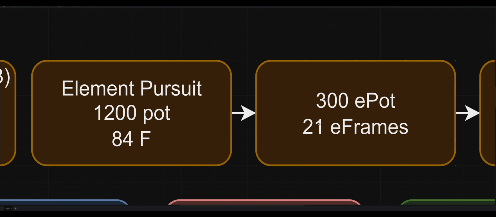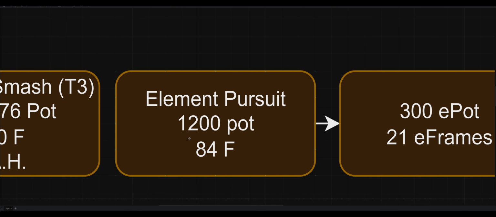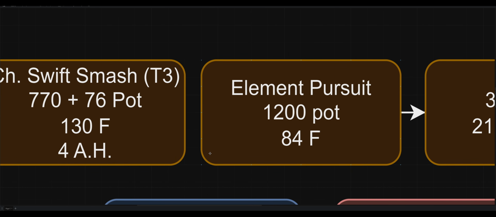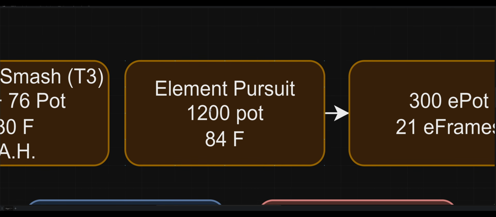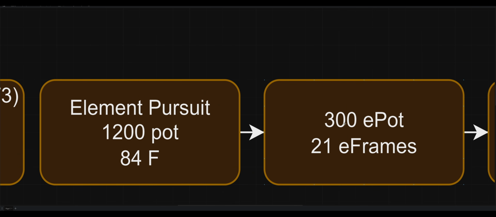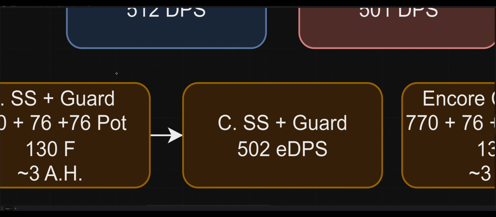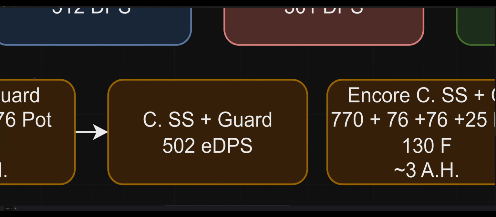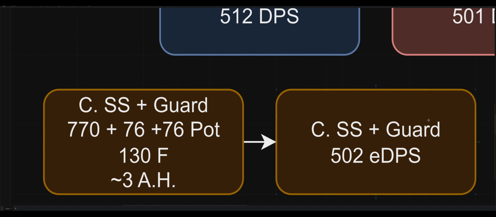our EPOT and E-frames, because now instead of dividing by 4, we're going to divide this by 3. So your EPOT's going to go to 400. Your E-frames are going to go up to 28. That's just how the math works. But the math still remains the same. Oop, don't want to spoil the next round. So now we're looking at 502 EDPS.